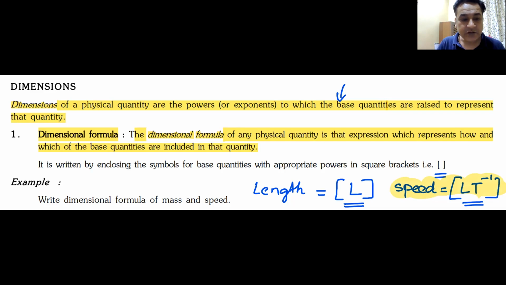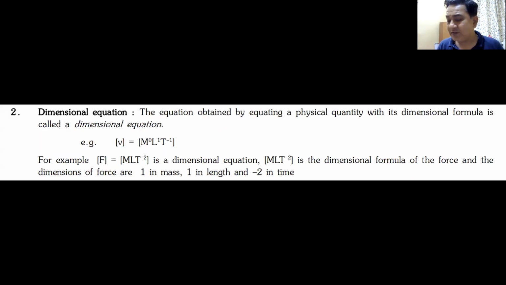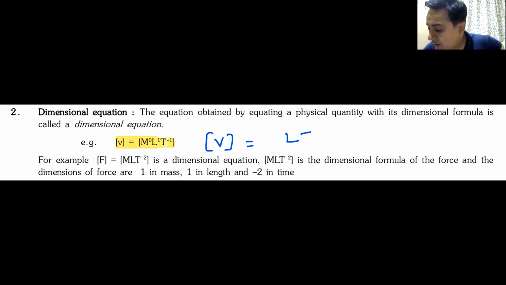Right. So now one more thing comes, the dimensional equation. Again, no one is going to ask you this definition. As I said, I gave you the dimensional formula of speed. I write speed as LT minus 1. So instead of speed, if I write V as speed or velocity, and I write LT minus 1 in bracket, this now becomes the dimensional equation. Doesn't matter. You just have to understand the dimension.